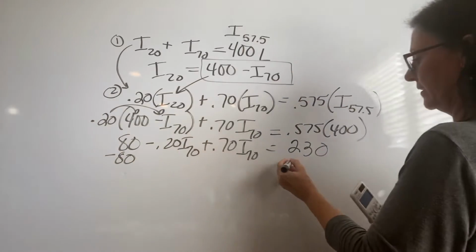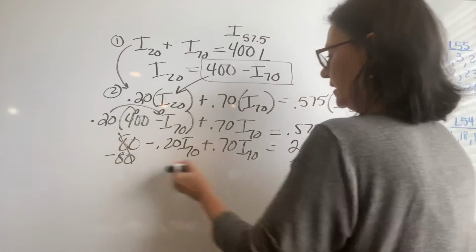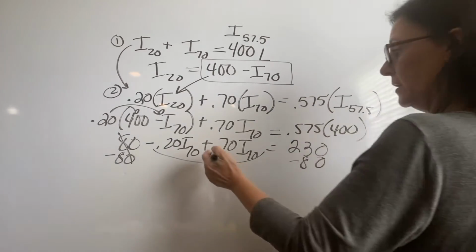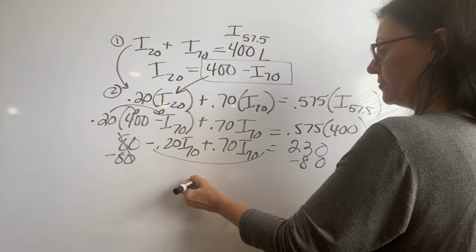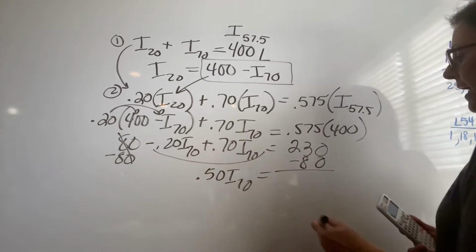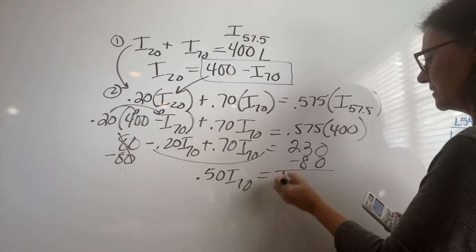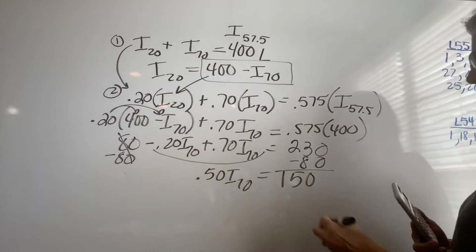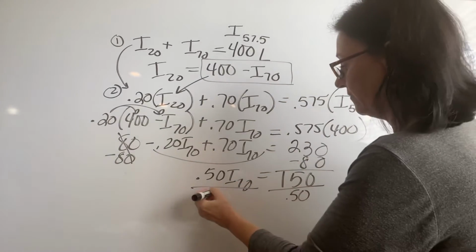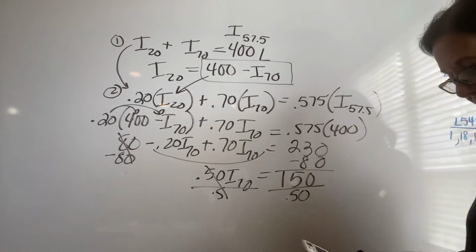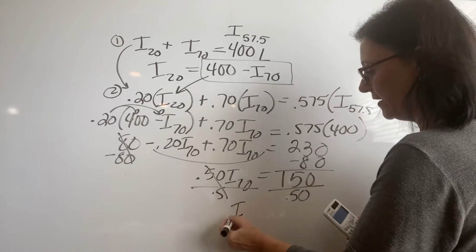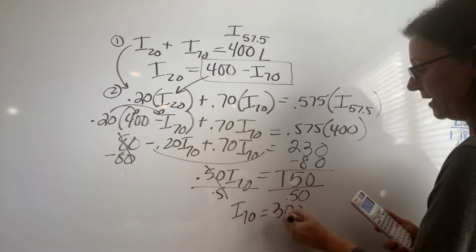Now you're just solving simple algebra, combining your like terms on the left, moving your constant to the right through subtraction. So 0.7 minus 0.2 gives me 0.50 iodine 70, and 230 minus 80 gives me 150. When we divide 150 by 0.5, 150 divided by 0.5 is 300. So in iodine 70, I have 300 liters.